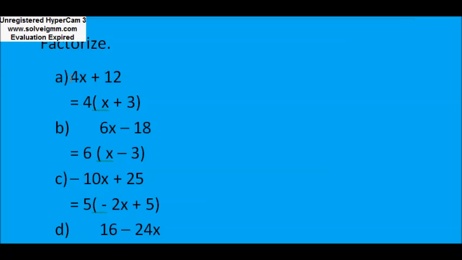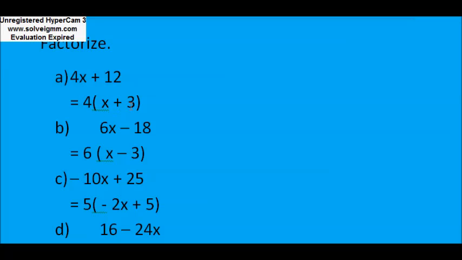You have to select the highest number which is divisible on both terms. For example, you can take 4. 4 is divisible on 4x also, and 4 is divisible on 12 also. So you can take 4 outside the bracket. Then inside the bracket, from the first term 4x, 4 is already outside, so here only x is left.